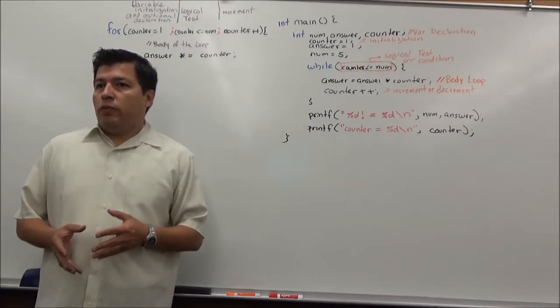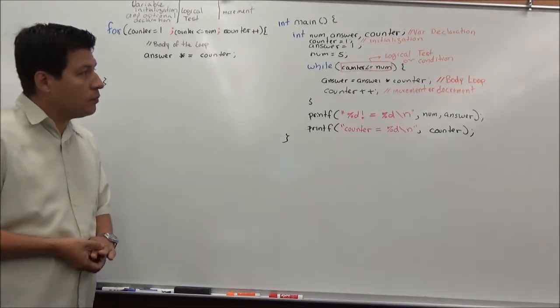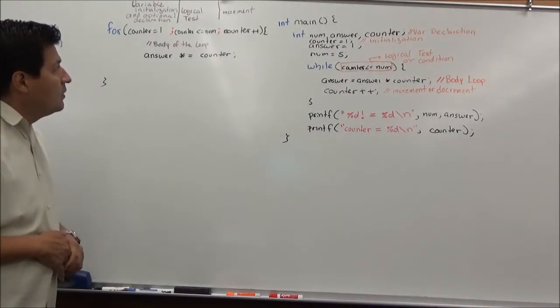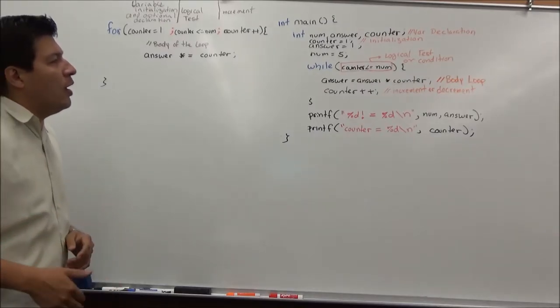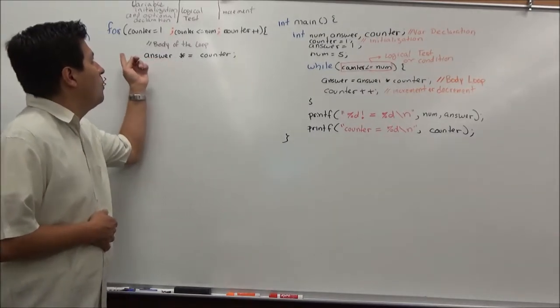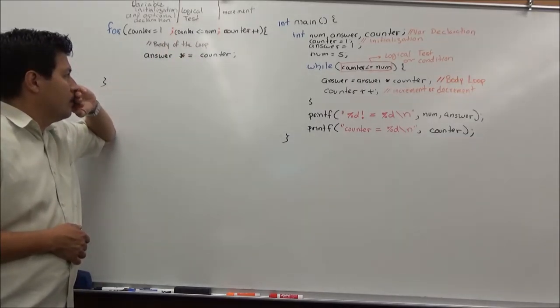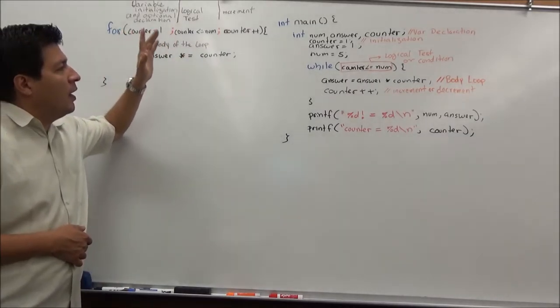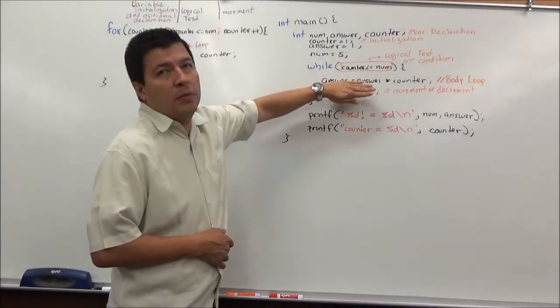a whole couple weeks just about files, how they work. So I'm just waiting for something to happen. In the for loop, it's just a counter. If I forget to put the counter plus plus here, I get an infinite loop, right?